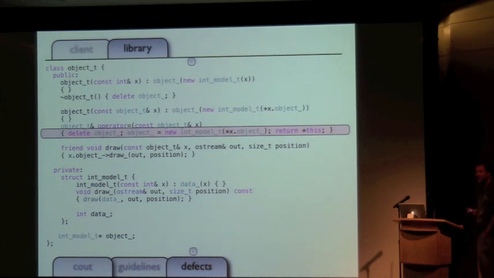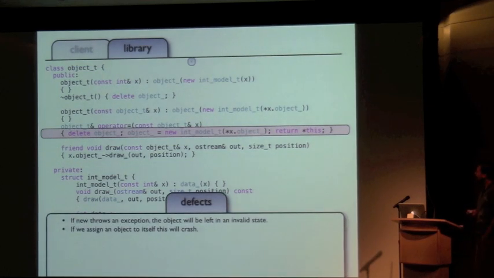Now we've got our defects here. Some of you guys spotted it. Who doesn't spot the defects in this assignment operator? You guys are good. So new hires are like, no, it's correct. Okay, so we've got two problems here. If u throws an exception, the object is left in an invalid state. And if we assign an object to itself, this is going to crash.